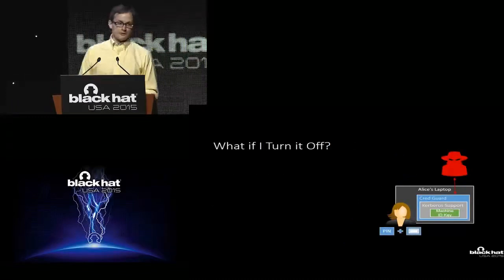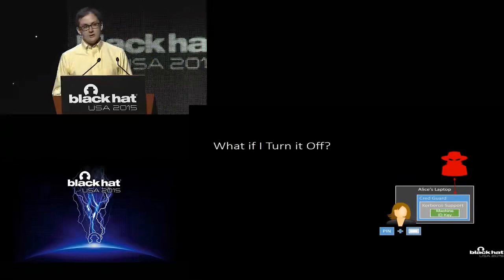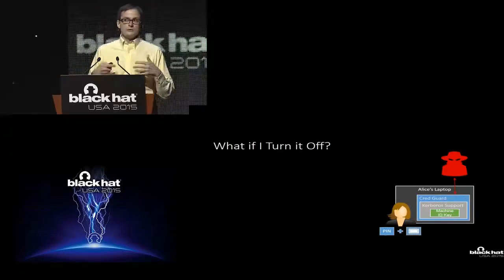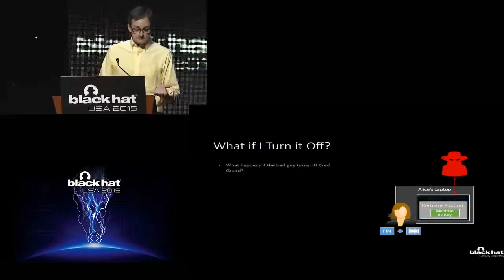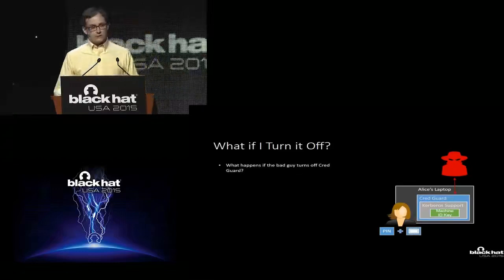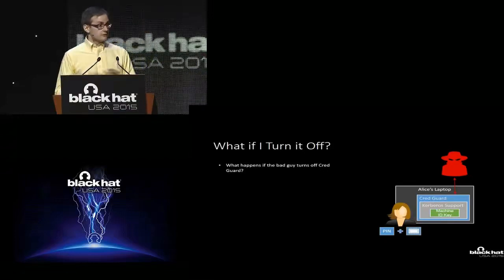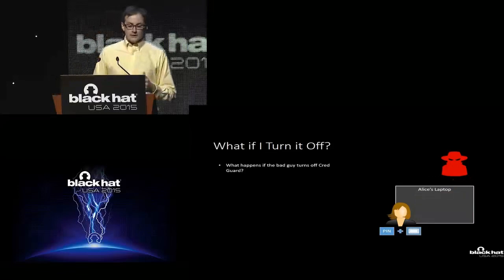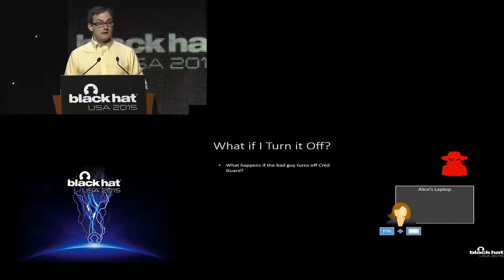So the first question almost everybody asks is, well, I'm just going to turn it off. It's on the client, right? This Credential Guard thing. So what makes it a little more than just client trickery? So let's just walk through it really quickly. So an attacker has taken over Alice's laptop, now has admin, and has found a way to disable Credential Guard protections. That's bad news, right?